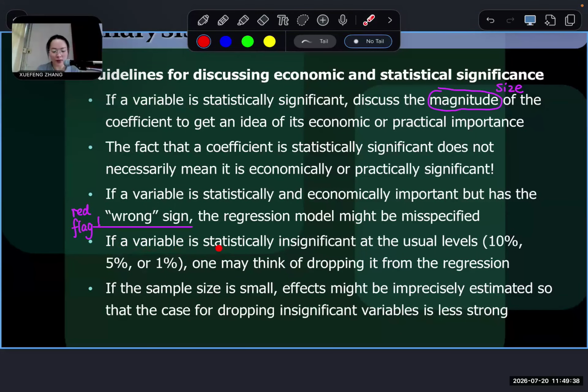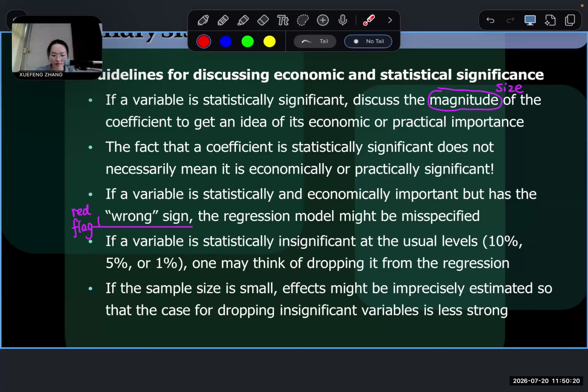Next one, if a variable is statistically insignificant at the usual levels, 10%, 5%, or 1%, one may think of dropping it from the regression. So when you run your regression and that variable is not your core experimental variable, and if it's not significant, you may consider dropping it. But remember, we have omitted variable bias and multicollinearity. Those are the trade-offs of selecting variables in your model.